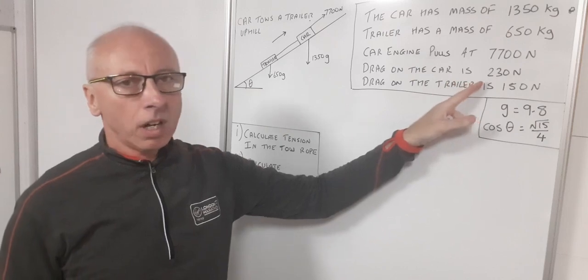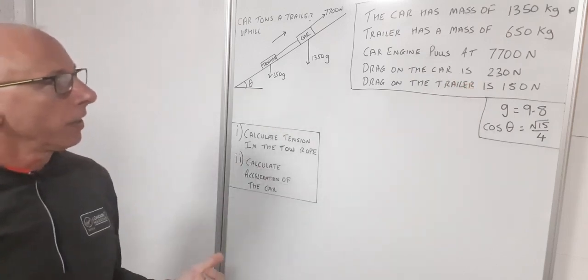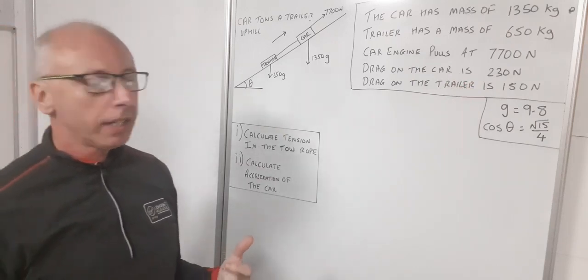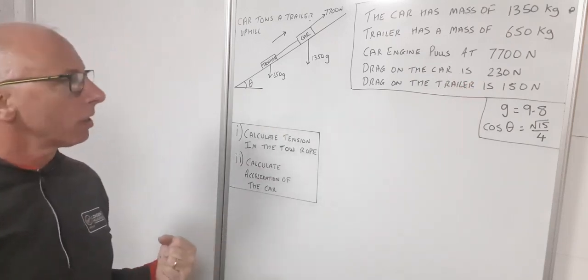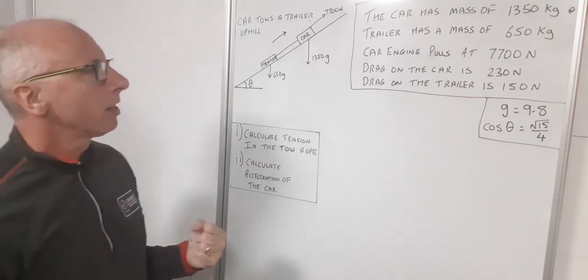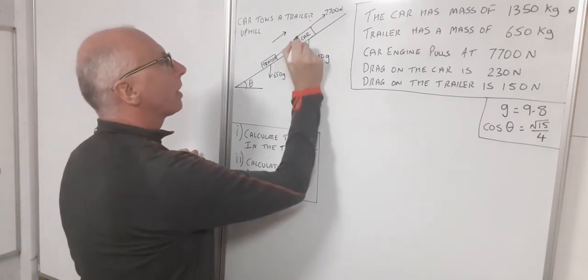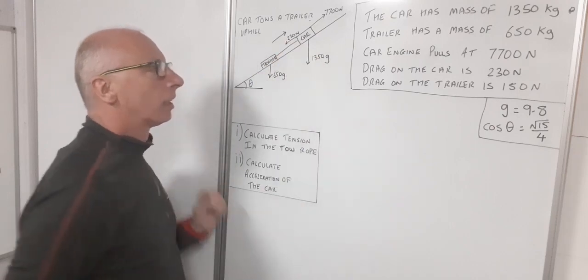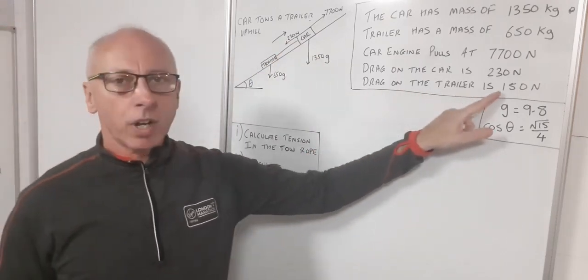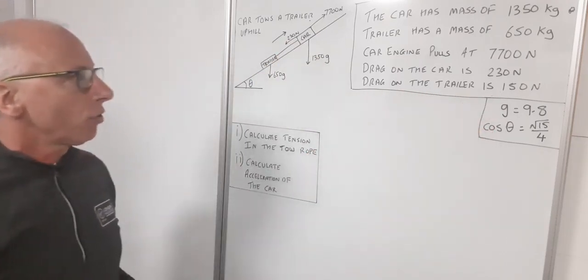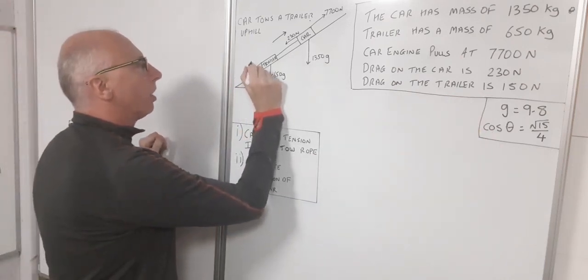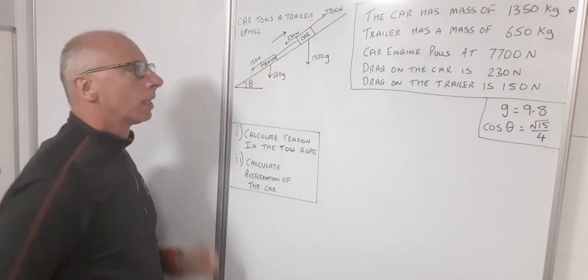Next, the drag on the car, so that's the air resistance and so on, is 230 newtons. Now the drag is trying to bring the car backwards because it's trying to stop it. So therefore, the drag is acting on the car in this direction. And same again with the trailer, 150 newtons. It's trying to slow the trailer down, so it's going in this direction, 150 newtons.